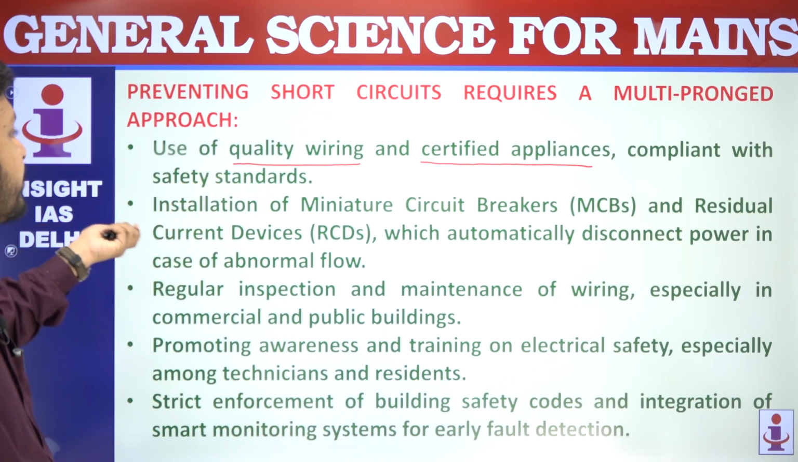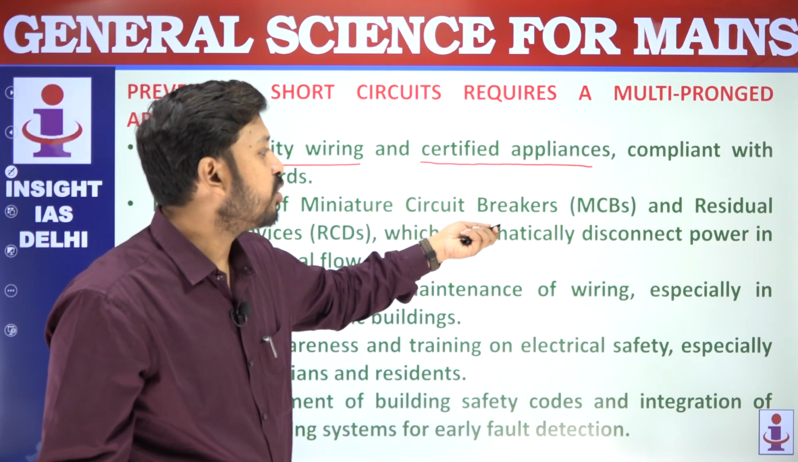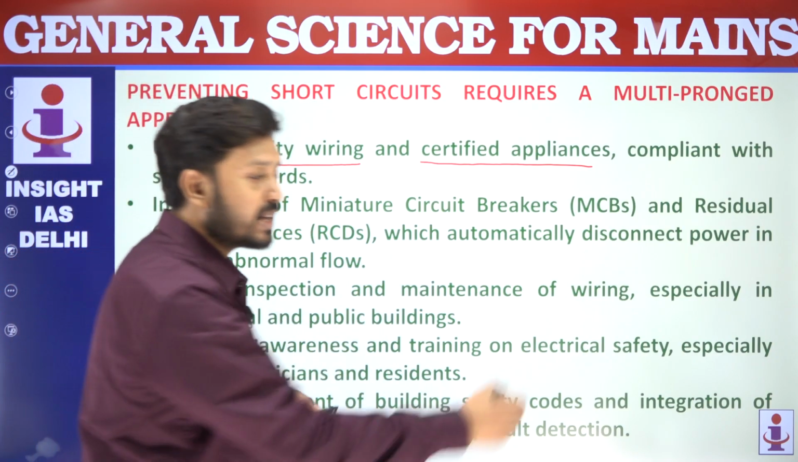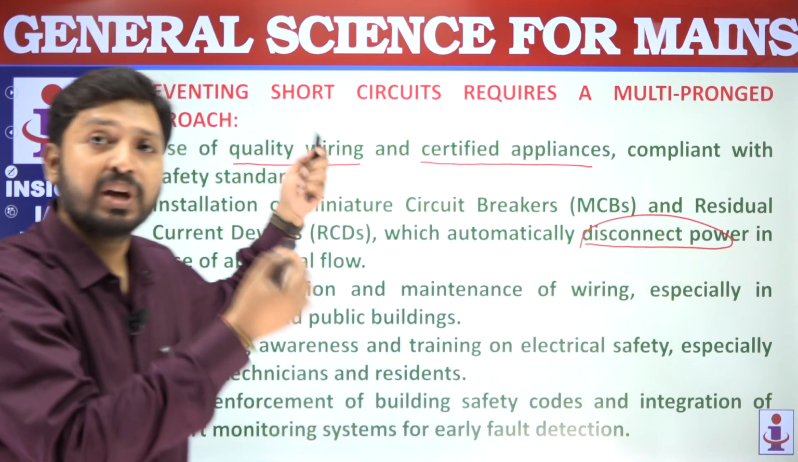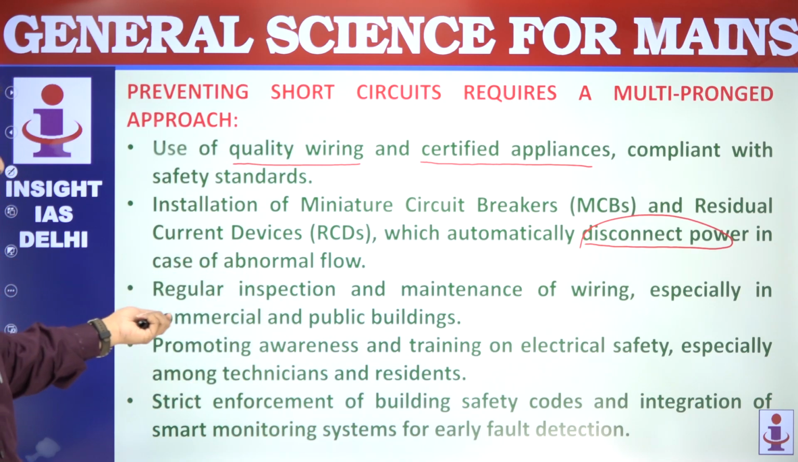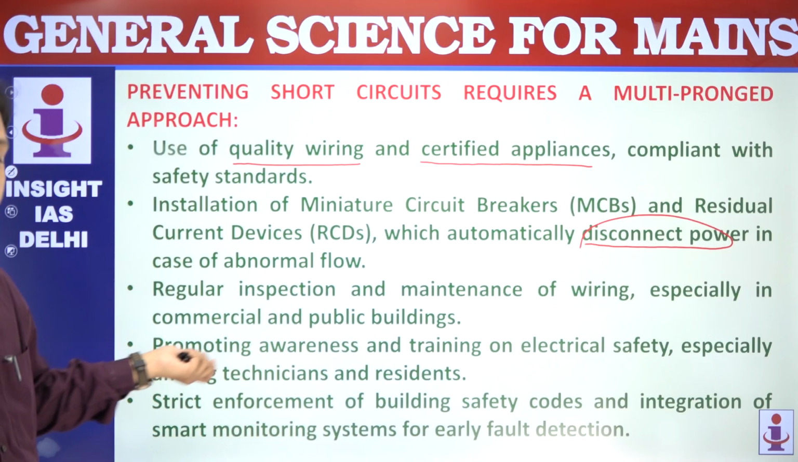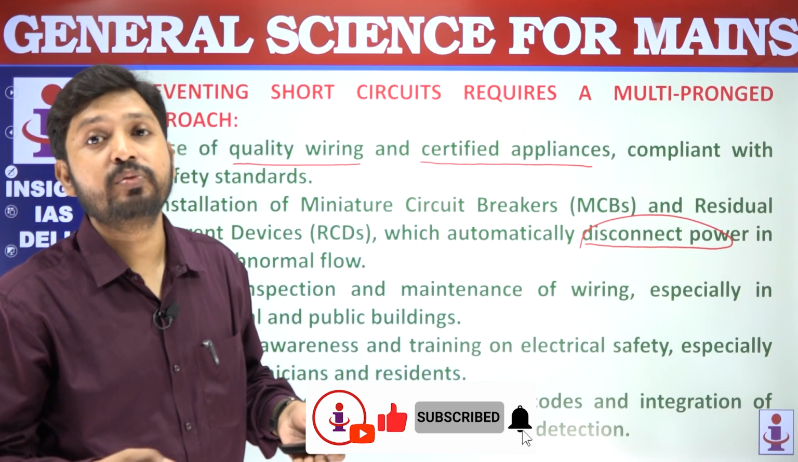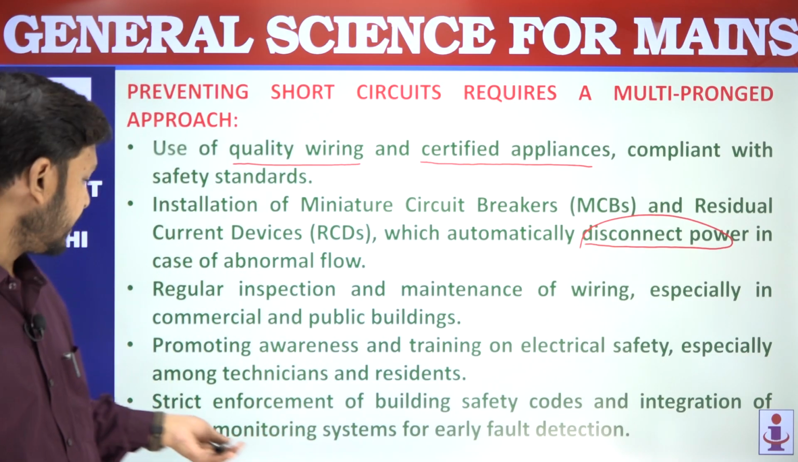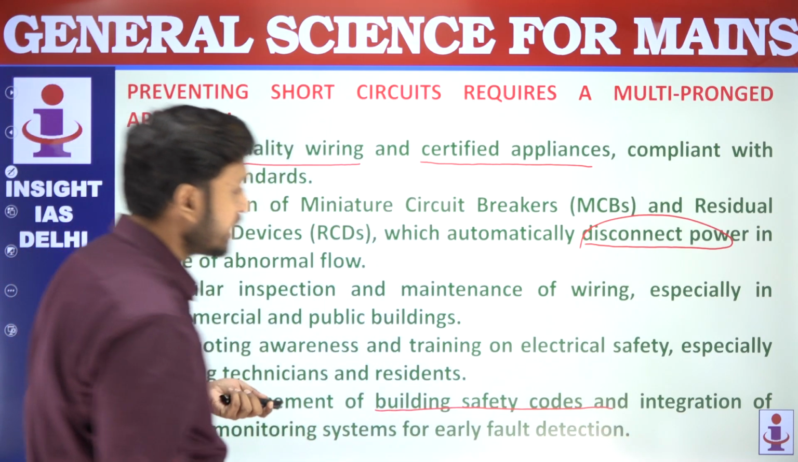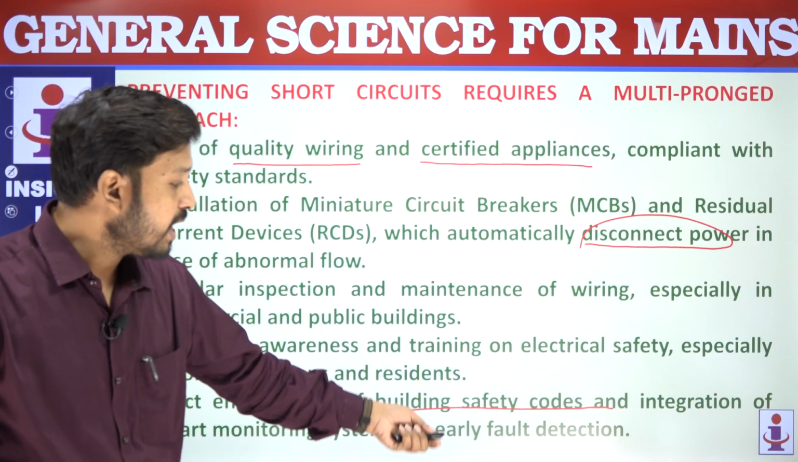So good quality. Apart from that, installation of miniature circuit breakers, that is MCBs, or residual current devices which automatically disconnect the power. I discussed this also when I discussed the other question, right? So they disconnect the power in case of abnormal flow. Apart from that, regular inspection and maintenance of wiring, especially in commercial and public buildings, promoting awareness and training on electrical safety, especially among technicians and also residents, to do small things. And also strict enforcement of building safety codes and integration of smart monitoring systems for early fault detection.